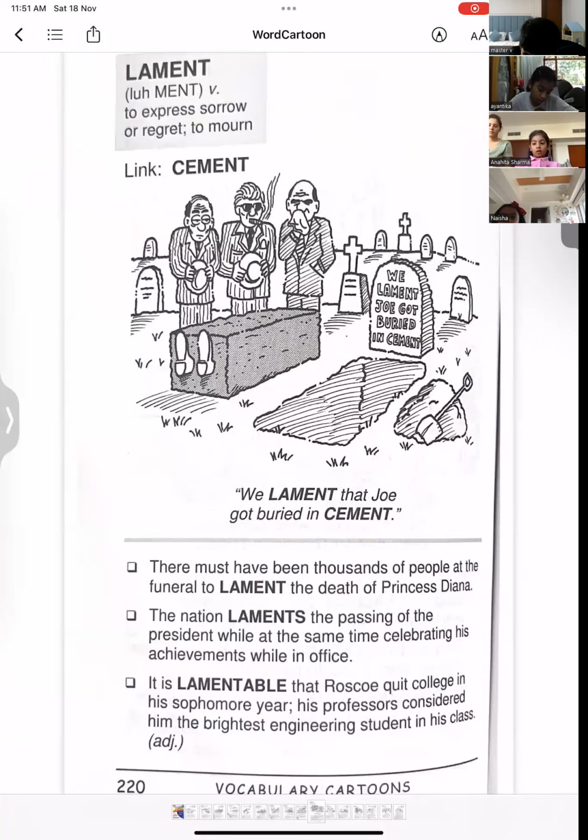Lament. Do you know what lament means? Expressing sorrow or regret. When you are extremely unhappy, you lament over something. You can lament over a lost puppy. And lamenting is the verb form. Now see how they have helped a child remember it. They've made this picture of a cemetery.